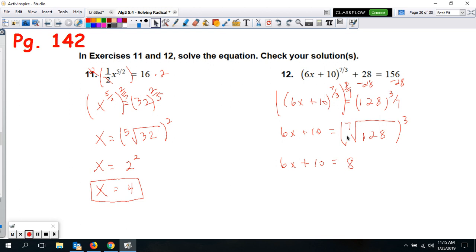So now we just have a quick little two-step equation to solve. Subtract 10 from both sides. It gives us 6x equals -2. Divide both sides by 6. And so we get a fractional answer on this one. -1/3 is our answer for x.